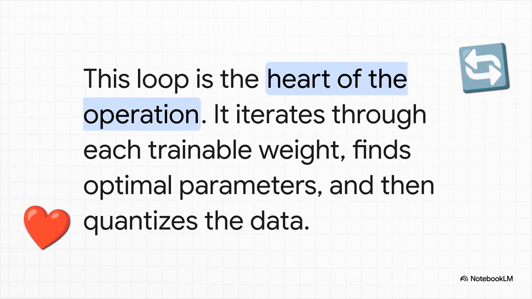And the third phase is the real workhorse, this loop. This is where the magic happens. A model's weights are kind of like its brain power, and they're stored in these huge tables of numbers called tensors. This loop just methodically goes through every single one of those tables, finds the absolute best way to convert those decimals into simple integers, and then it makes the switch. It's just systematically replacing the old, bulky data with a new, lean, efficient version.